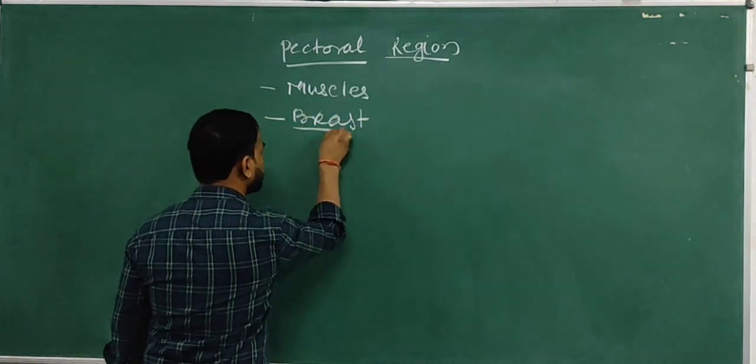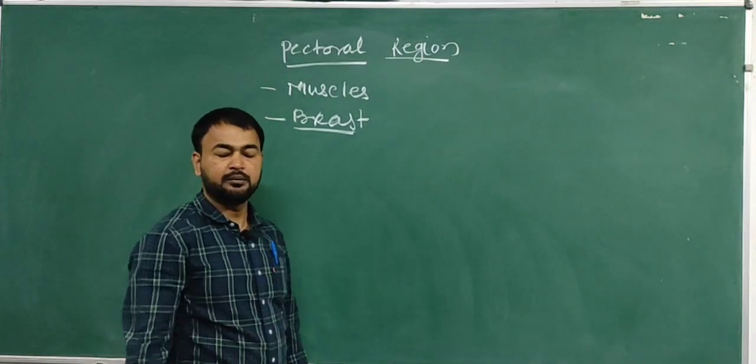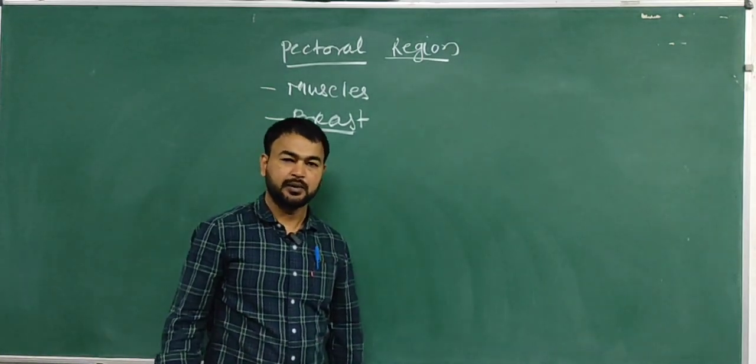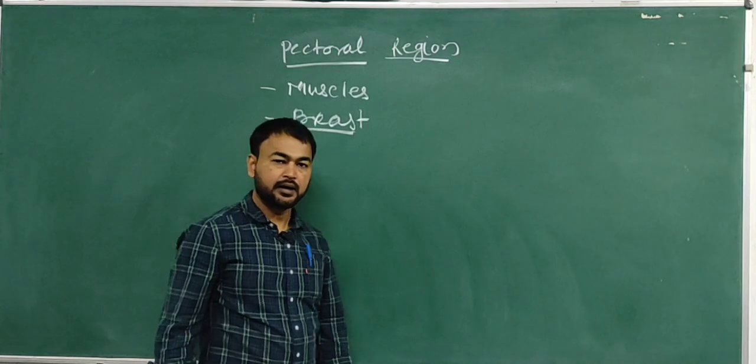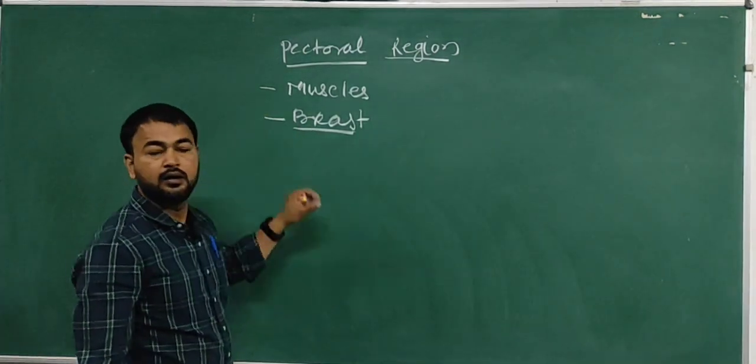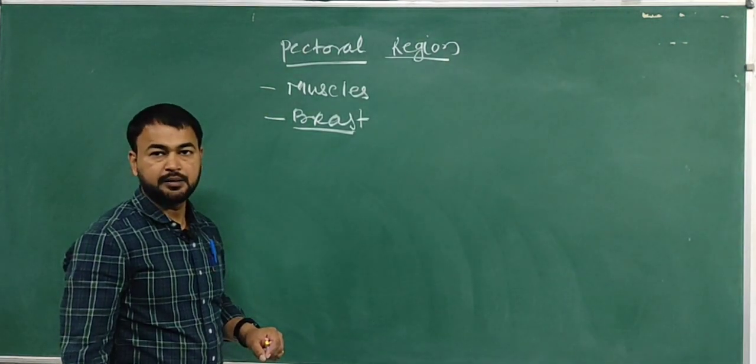Breast is an important organ, the mammary organ in the female, which produces milk, and in the male it is rudimentary, that is a breast.